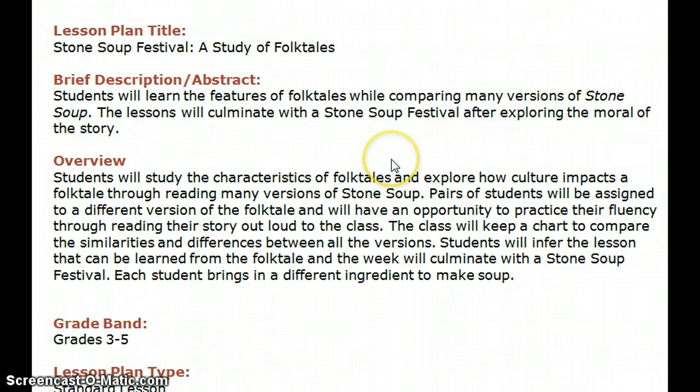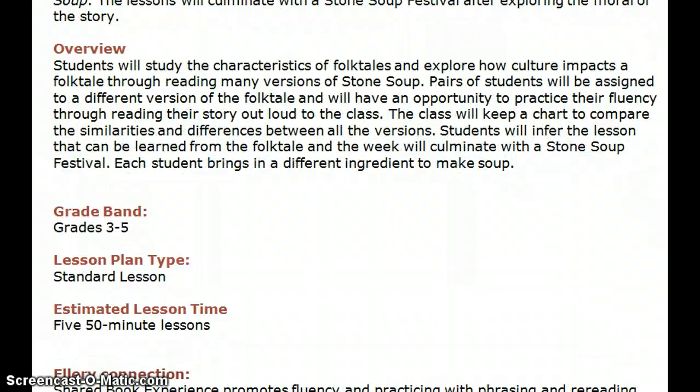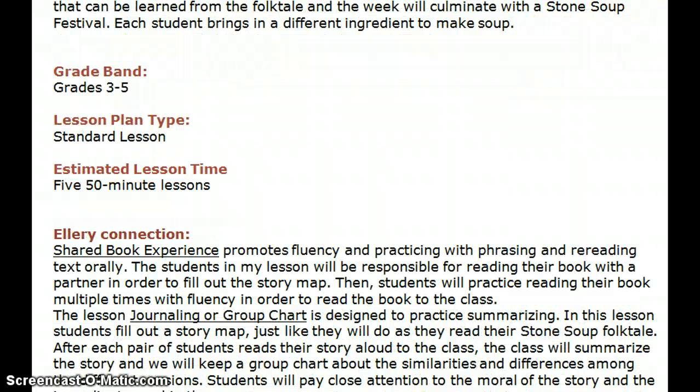So my overview basically just says that kids will be paired up. They will be paired by their reading levels, and then when you make a decision about which stories each pair is going to read, you can choose the books that best match their reading level. It's a lesson that would work well for grades 3 through 5. It's a standard lesson, but it probably takes about a week to do.